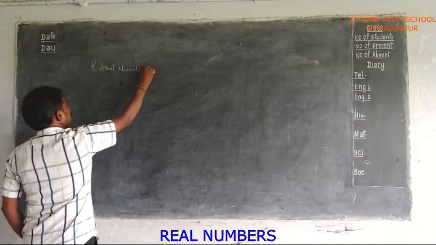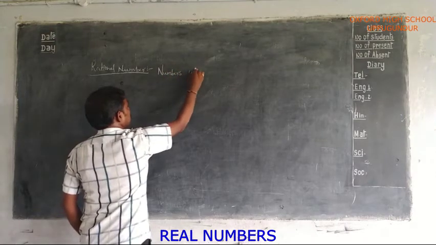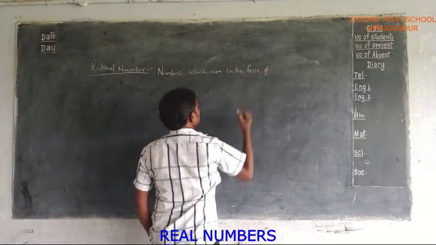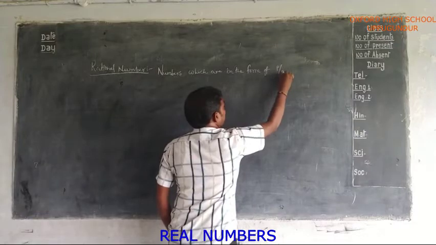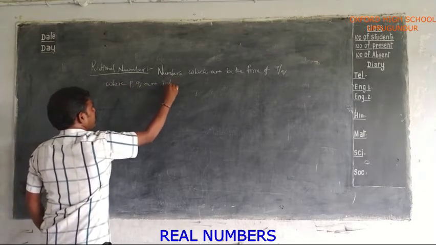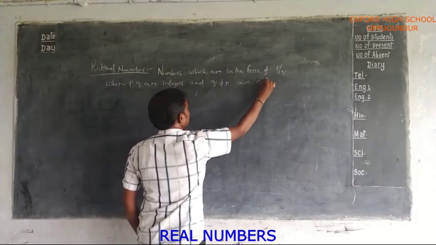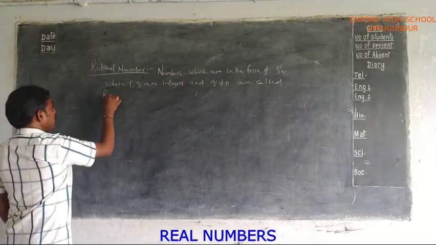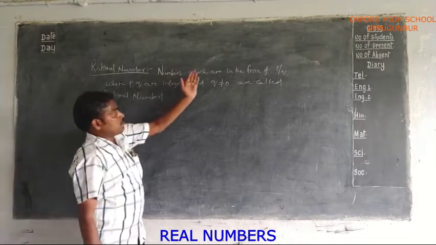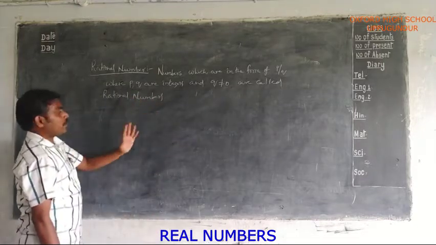Rational number. Numbers which are in the form of p by q, where p, q are integers and q not equal to 0, are called rational numbers.